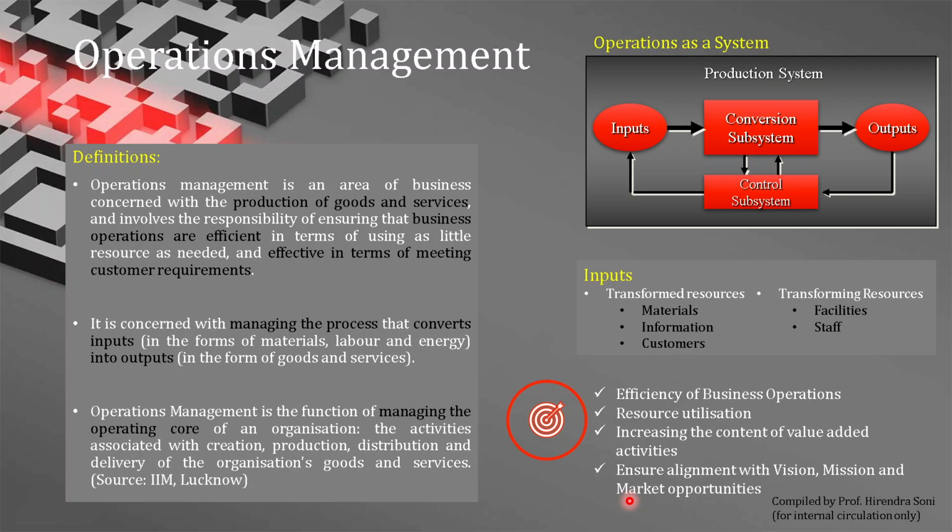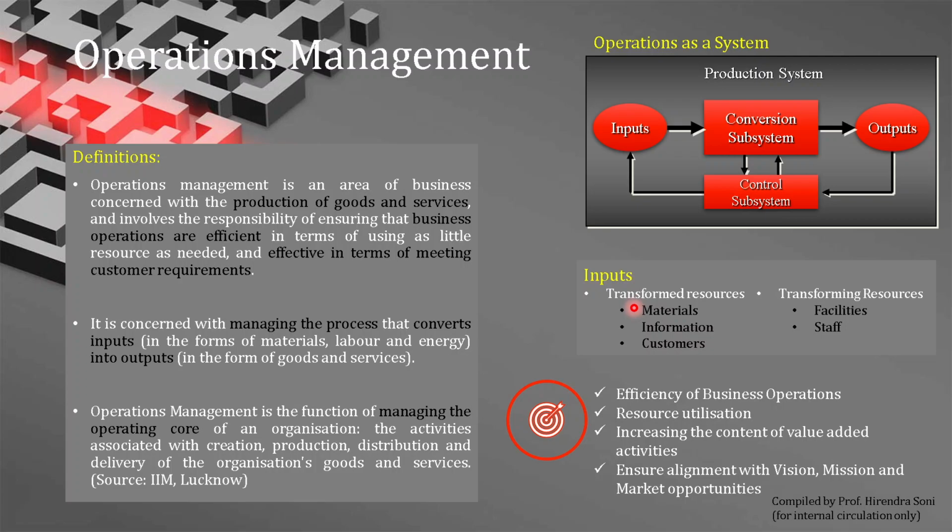This helps in defining the output better and ensuring the output is achieved as per our requirement. It is concerned with managing the process that converts inputs into outputs. When we are talking about inputs, we are actually talking about different types of inputs. Inputs are not only in the form of raw material, but also in terms of labor and energy. We can also classify inputs in two forms: transformed resources as well as transforming resources.